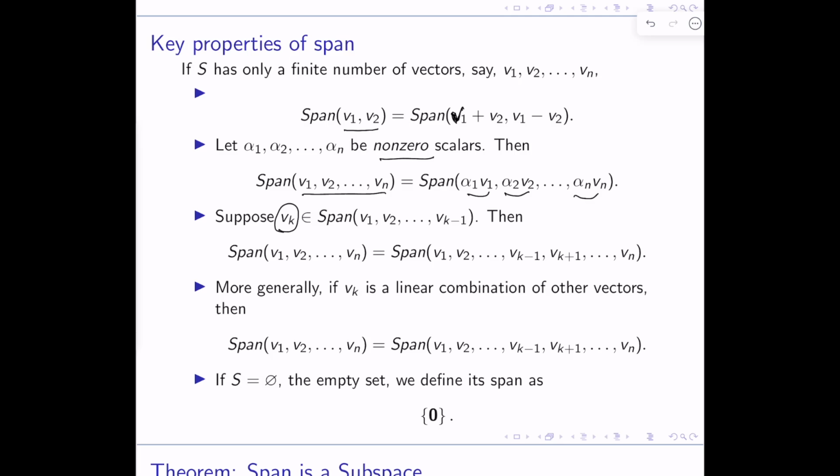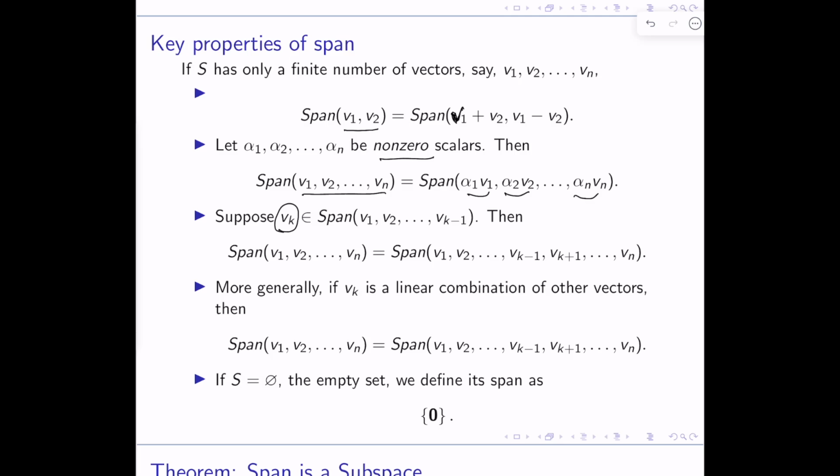Vk can be written as a linear combination of the remaining vectors, right? It means that Vk is dependent in this set. If Vk is dependent, then it is not giving any extra information to the space, nor producing any new direction. So this vector is dependent. So we can throw away this Vk from the set, and the remaining set will span the entire space, right?